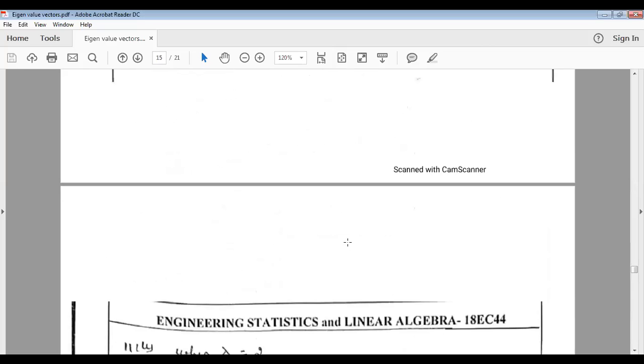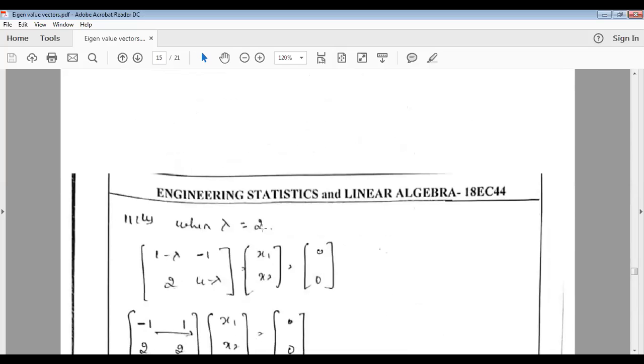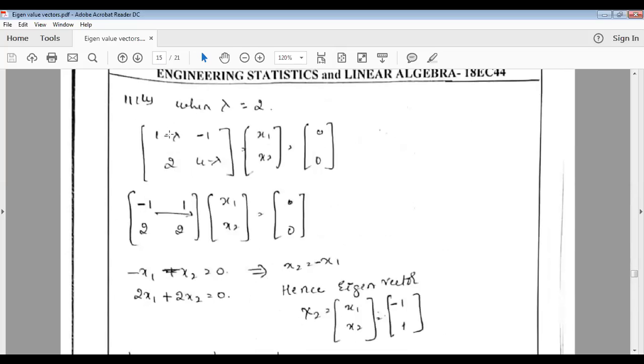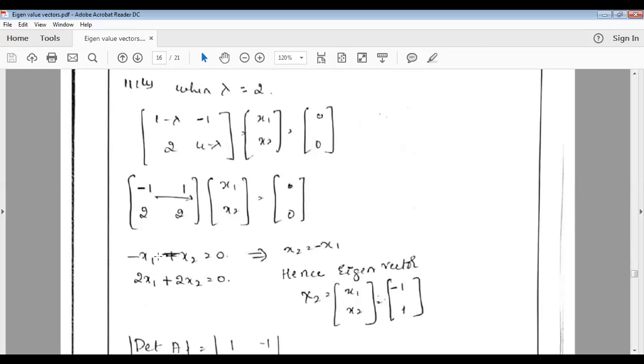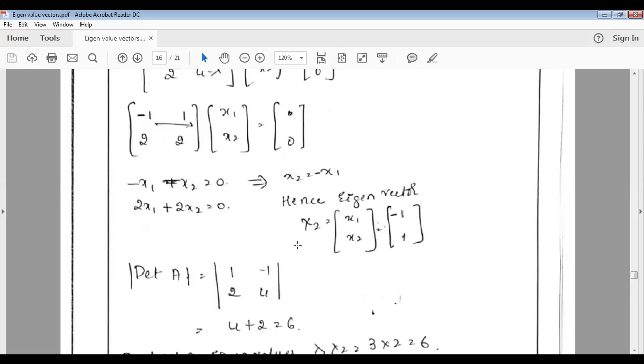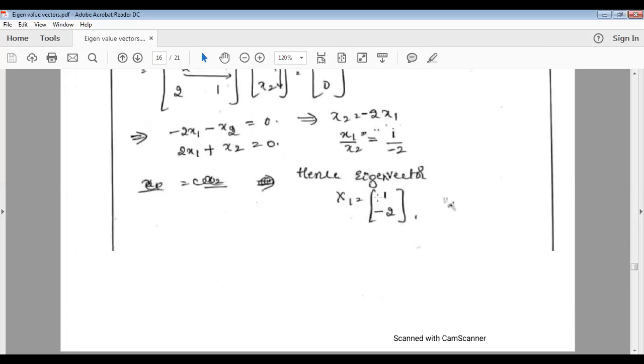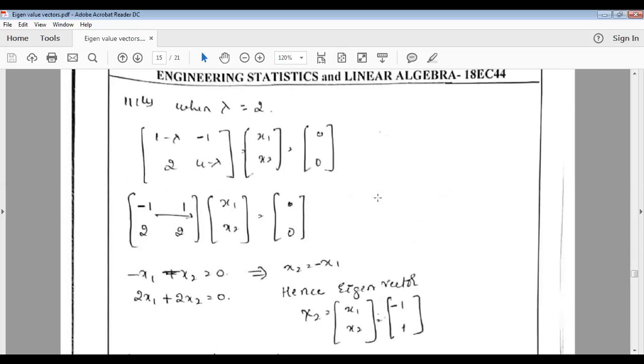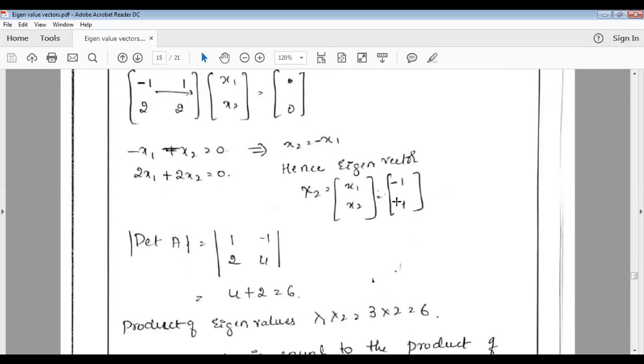I do the same thing for the next part where lambda is equal to 2. So I find the equation will be minus 1, 1, 2, 2, x1, x2 equal to 0, 0. And therefore the equations are minus x1 plus x2 equal to 0, 2x1 plus 2x2 equal to 0, and I can solve this, and the eigenvector turns out to be minus 1 and 1, right? So I have found the two eigenvectors. The first one is 1, minus 2, and the second one is minus 1, 1.